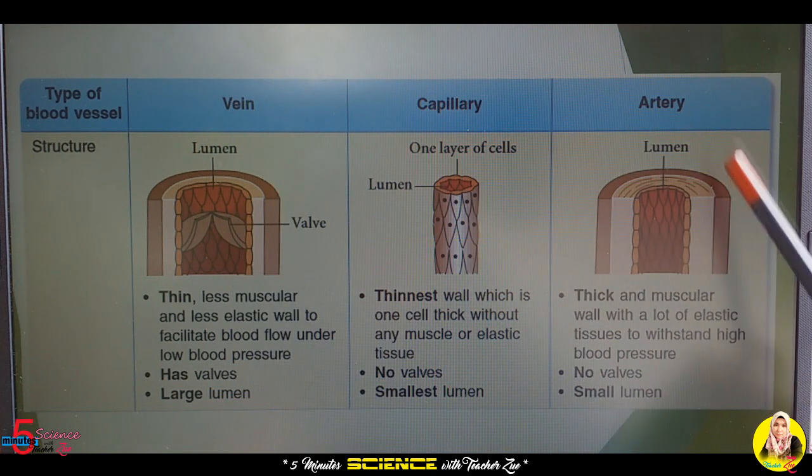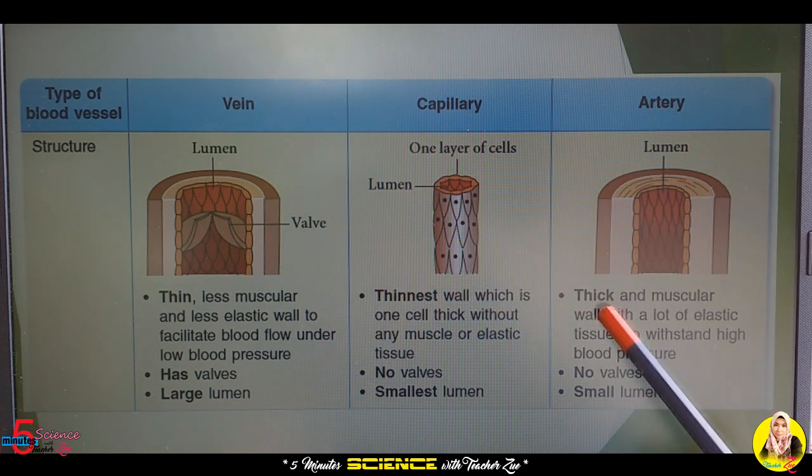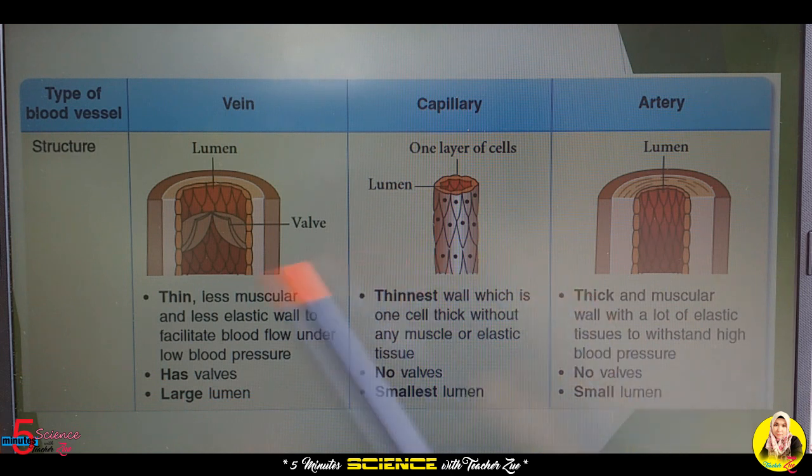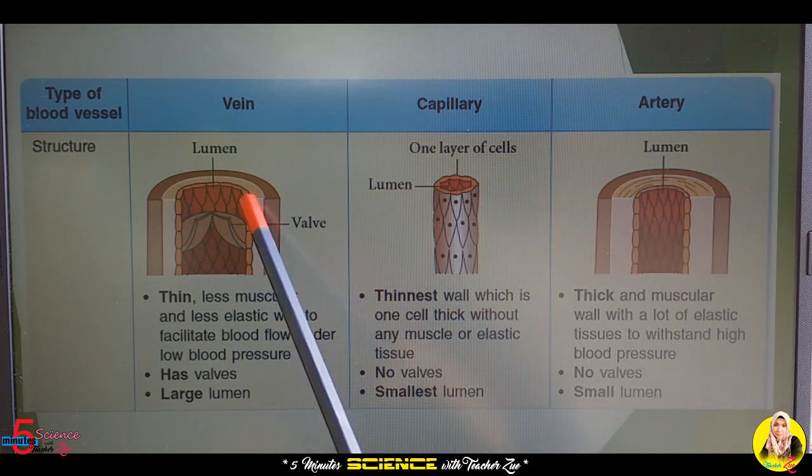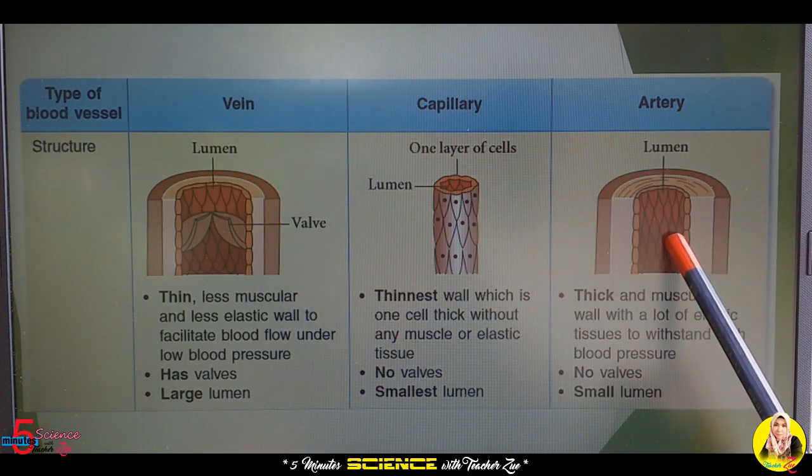We go to artery. Artery has a thick and muscular wall compared to vein. Elastic tissues to withstand high blood pressure. Okay, here high blood pressure, and this one low blood pressure. No valve and small lumen. Okay, small lumen compared to vein. This is valve, here is no valve.